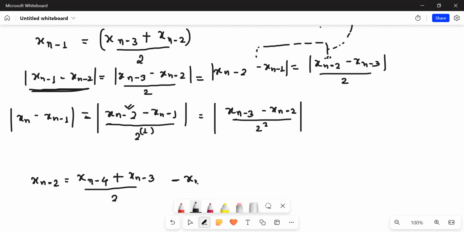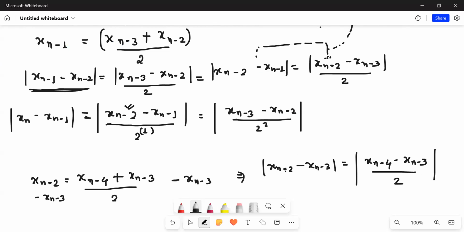If I subtract xn minus 3, what do I get? I will simply get that modulus of xn minus 2 minus xn minus 3 is equal to modulus of xn minus 4 minus xn minus 3 divided by 2. Here the index is n minus 3, here the index is n minus 2, so I'm adding 1 to the indexes. If that remains the case, I'll write xn minus 4 minus xn minus 3 divided by 2 whole cube. Is that clear till now?